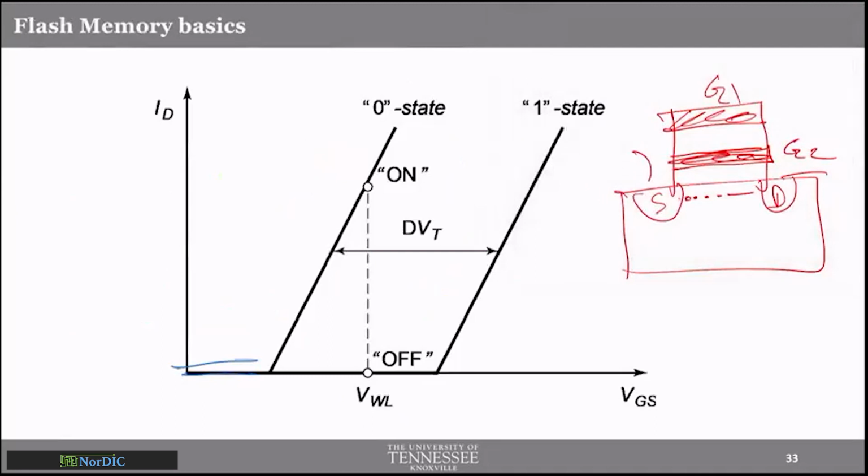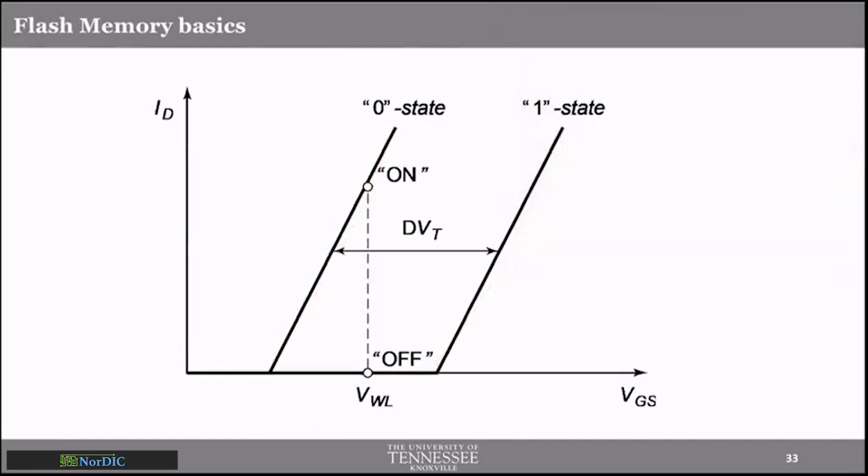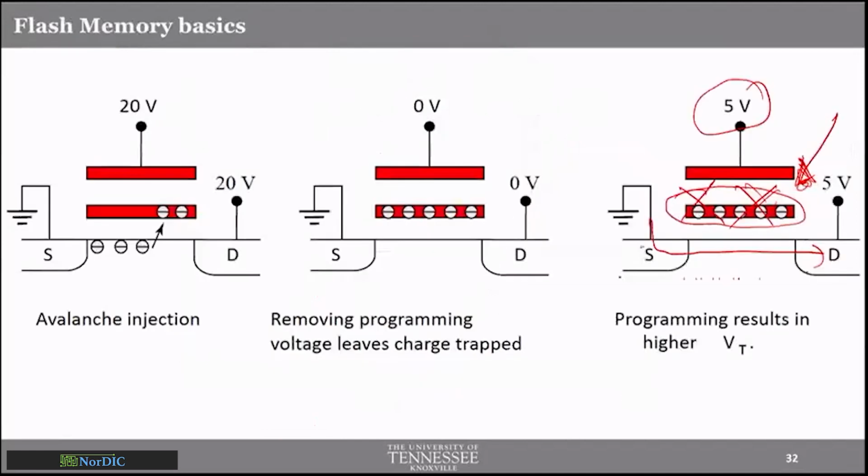Let me just draw it properly. This is ID-VG, like this. This is another ID-VG. This is one threshold voltage, VTH2. This is VTH1. And this is where you have the difference between the currents, right? Does that make sense to you guys? Any question? No? We'll move on to a different technology right now. If you have any question, please let me know.